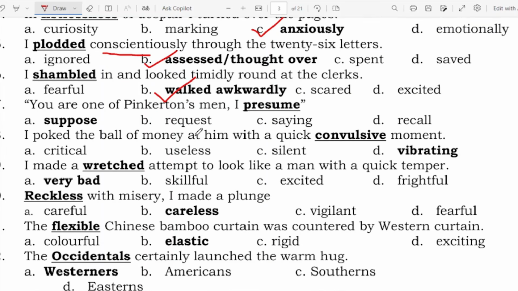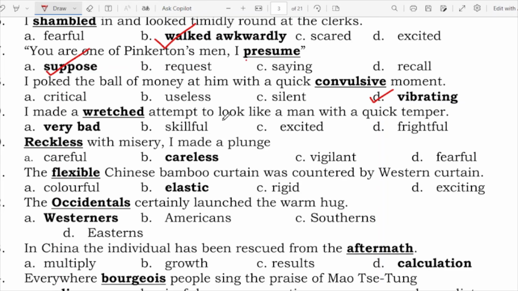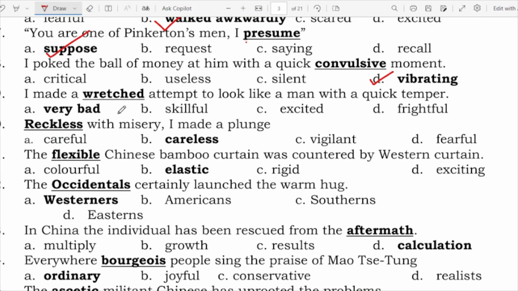How did he walk? You are one of the Pinkerton's men, I presume. Presume means suppose. I poked the ball of money at him with a quick convulsive movement, that is a vibrating movement. I made a wretched attempt to look like a man with a quick temper, very bad. Reckless with misery, I made a plunge. Here we have reckless, careless, and plunge means start, make a decision.